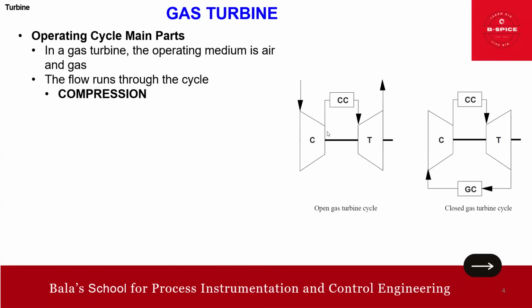What is this? One is the compression, here inside the compressor. Then second is the heating in the combustion chamber. Okay. Then third is the expansion, which is in the turbine. As simple as that.